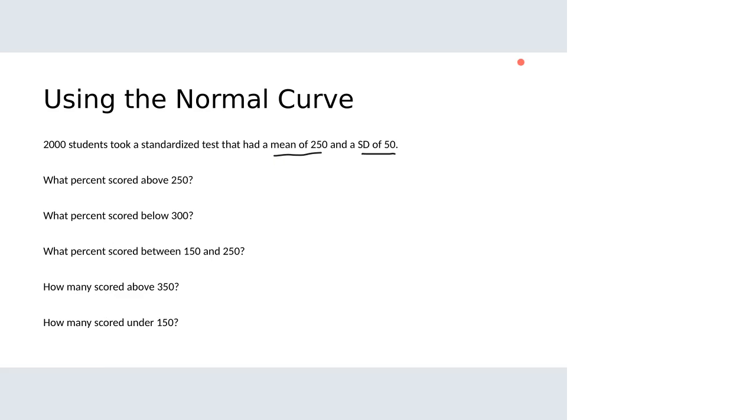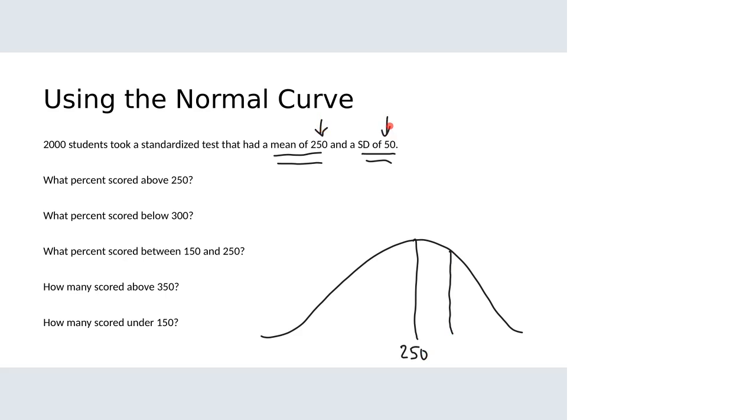The first thing I just want to talk to you about is the mean and standard deviation. So we draw our normal curve, and our mean is 250. And I know the standard deviation is 50. Okay, so if I want to go 1 standard deviation above the mean, that's going to be whatever my mean is plus 1 standard deviation. So it's 250 plus 50. That is where a score of 300 on this test would go.